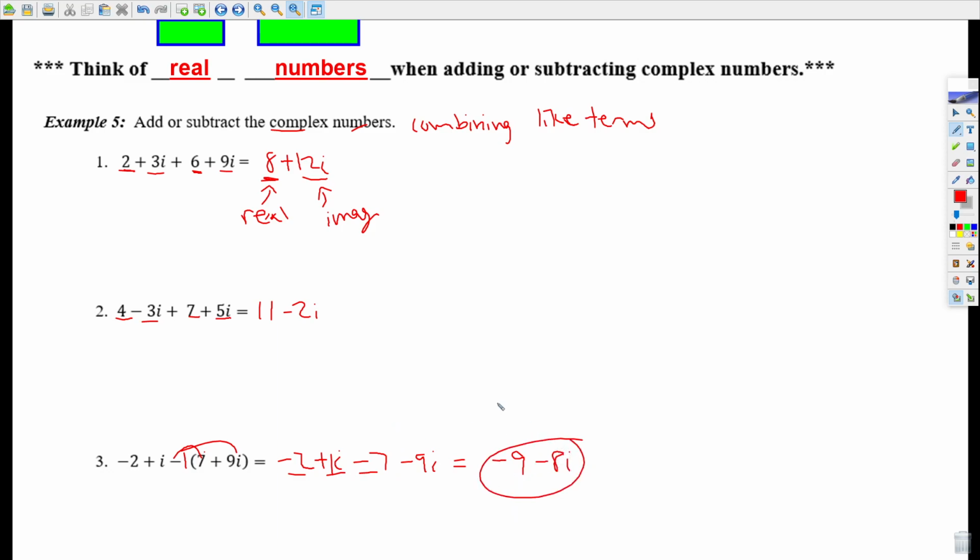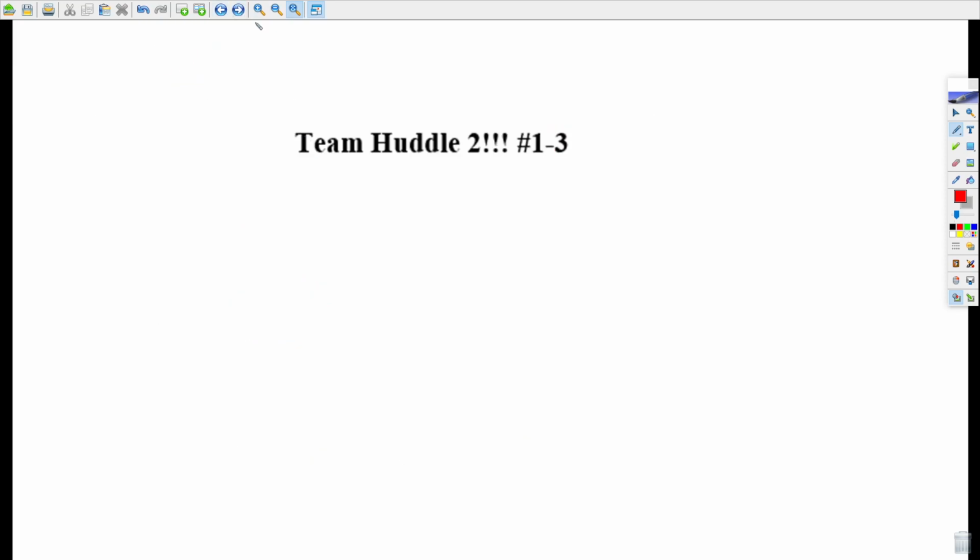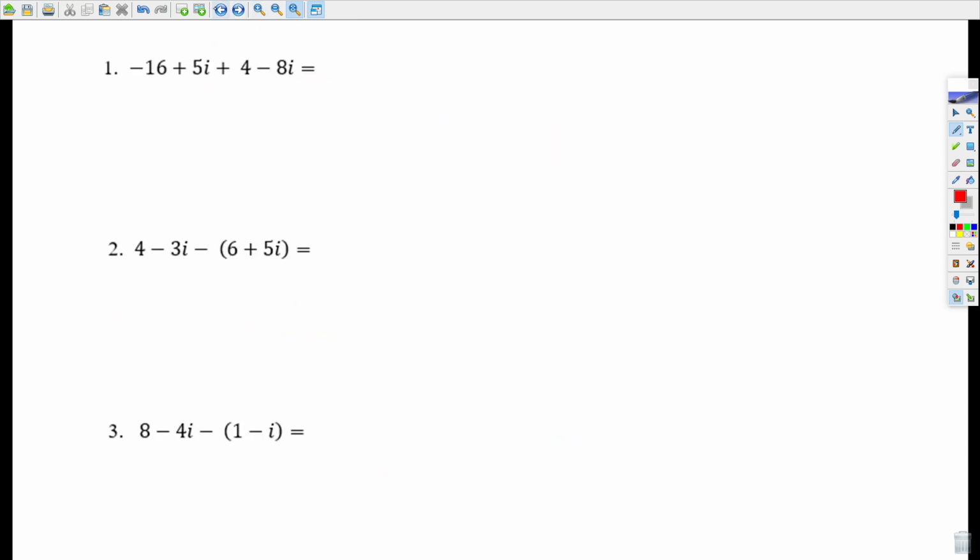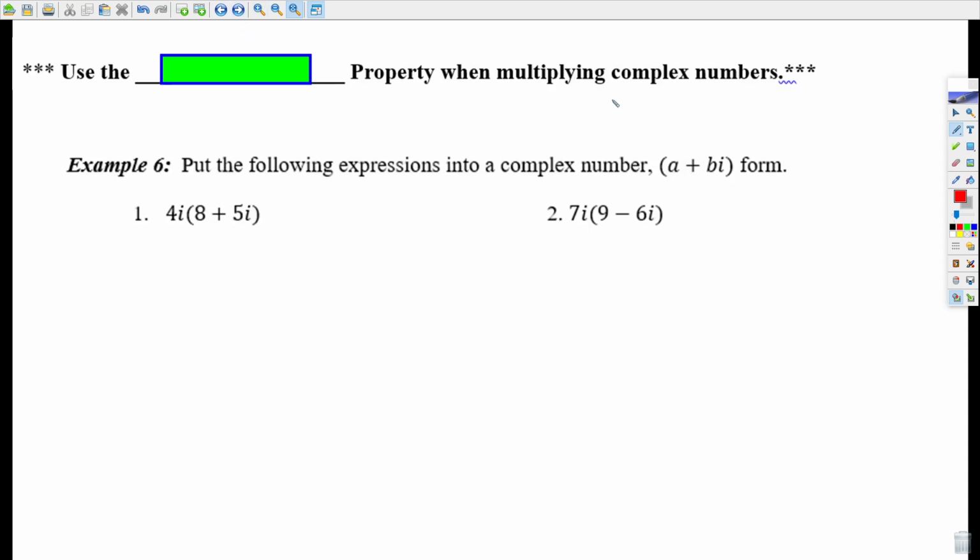There's your answer. Every single time you do these, you're always going to have the real part and imaginary part. It'll always look like this. A real number and then your imaginary numbers. There's another one for you to try. 4 problems there. Don't forget to distribute the negatives in some of these before you combine them.